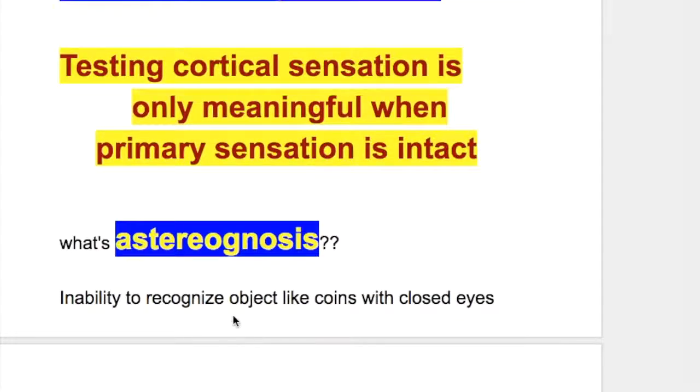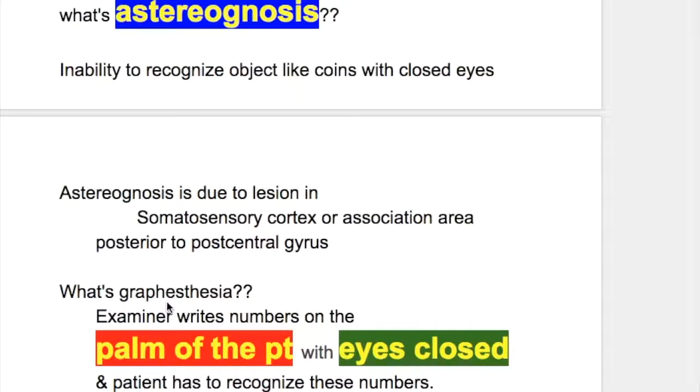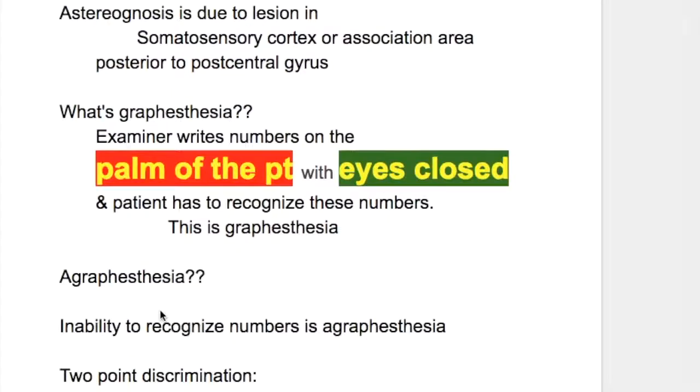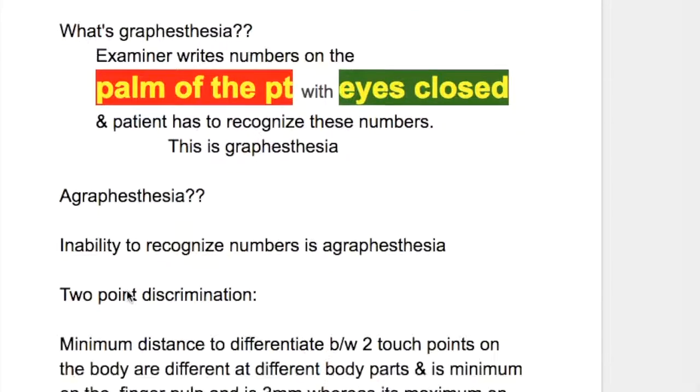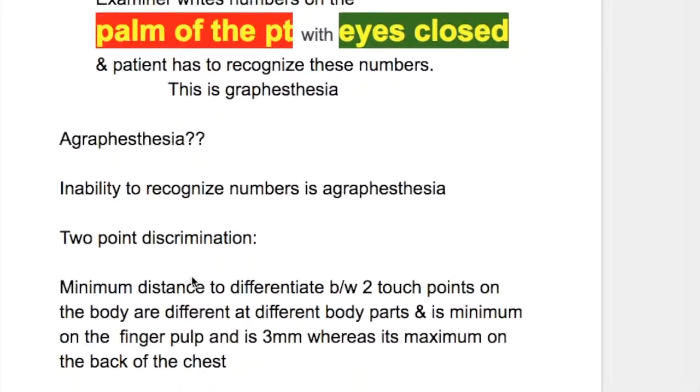And what's astereognosis? Astereognosis is inability to recognize an object like coins with closed eyes. Astereognosis is due to a lesion in somatosensory cortex or association area posterior to the postcentral gyrus. And what's graphesthesia? Examiner writes numbers on the palm of the patient's hand with eyes closed, and the patient has to recognize these numbers. This is graphesthesia. And what is agraphesthesia? Inability to recognize the written number on the hand is agraphesthesia.